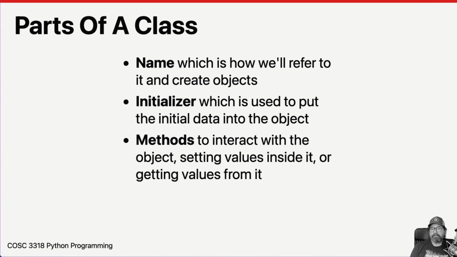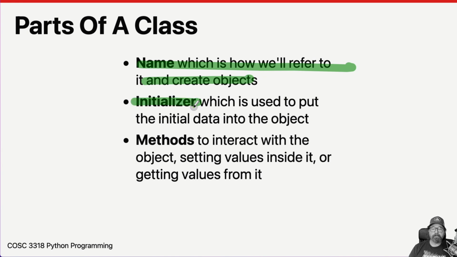The parts of a class that we're going to look at in this lecture are the name of the class, which is how we'll refer to it to create objects. It's the car class, which means that we're going to get objects of type car, that they'll be car objects, or they're a person class, and when you create an object from that, it is a person object.